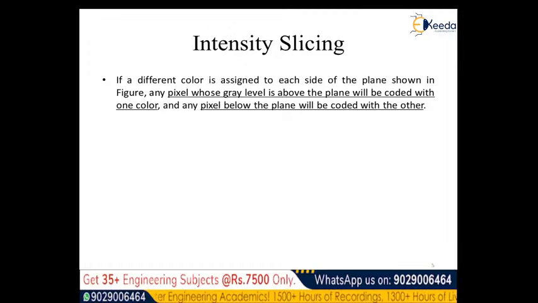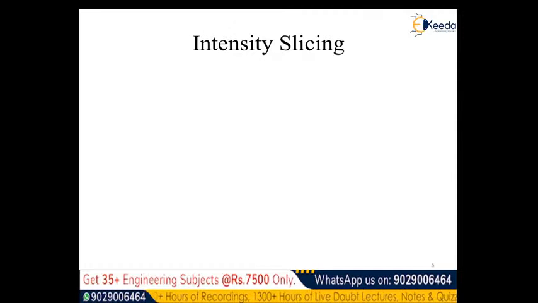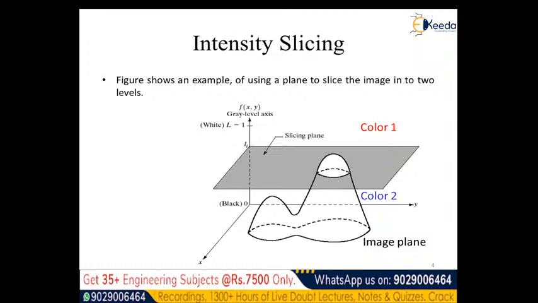Prashant Kumar, your query is that color 1 is high pass and color 2 is low pass. Yes, you can compare it with high pass or low pass filtering, but as we have this particular intensity slicing, it is not one and the same thing. In the high pass and low pass filter, on one side we are allowing and on the other side we are not allowing. We are removing that particular portion.